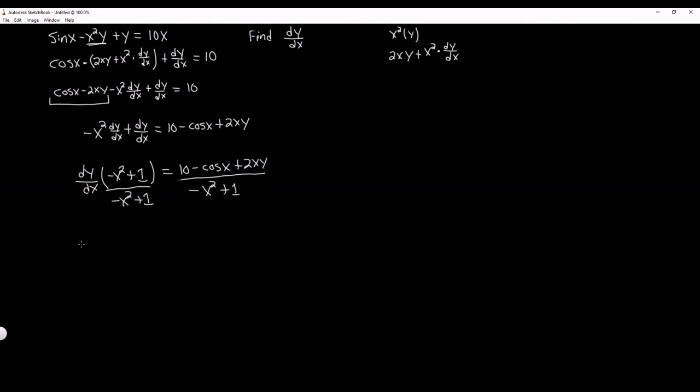So the answer to this problem is dy/dx is equal to 10 minus cosine x plus 2xy divided by negative x squared plus 1. And that is the answer to this problem.